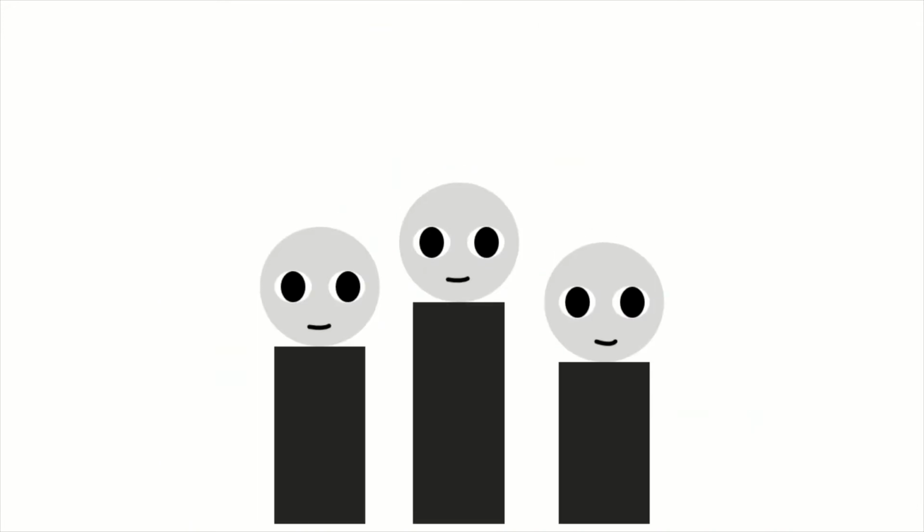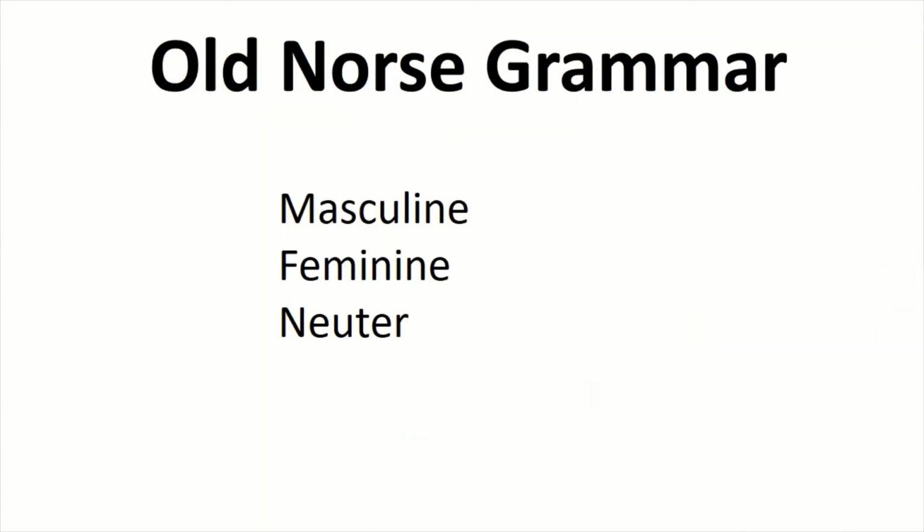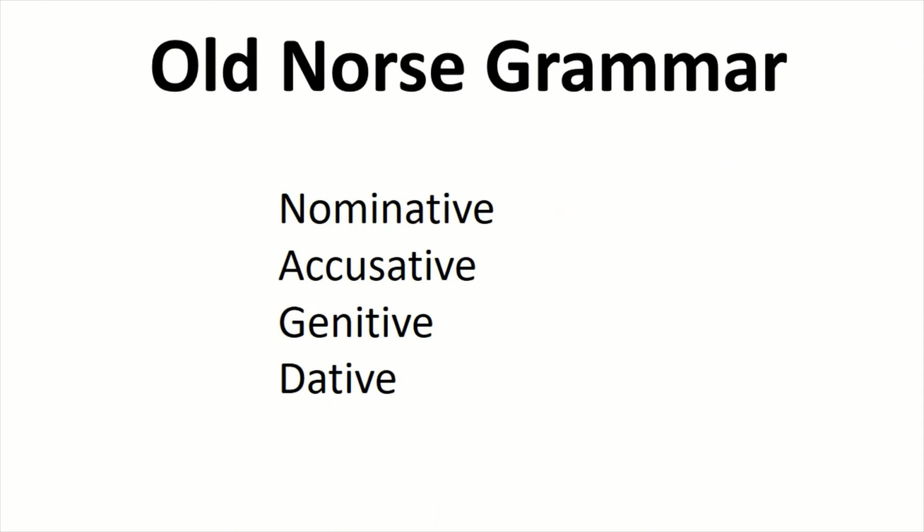Then, at about the same time, the Vikings invaded. They were speakers of Old Norse and quickly invaded England, controlling an area known as Danelaw. These were the sounds in Old Norse, nothing too out of the ordinary. Old Norse was a Germanic language, and so it had masculine, feminine, and neuter, as well as these cases, as well as bringing about a few grammatical and semantic conventions.